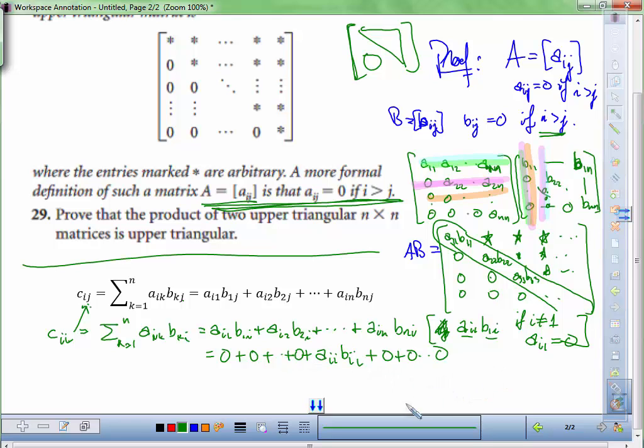Oh, so either the a's will be 0 on one side or the b's will be 0 on the other side. Okay? So that's the diagonal.